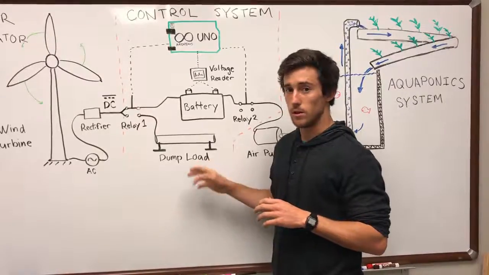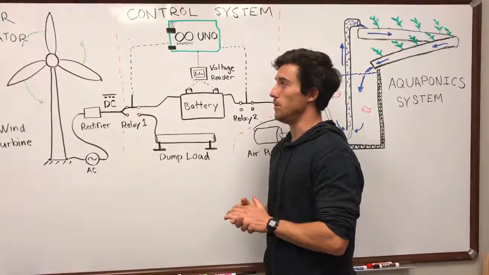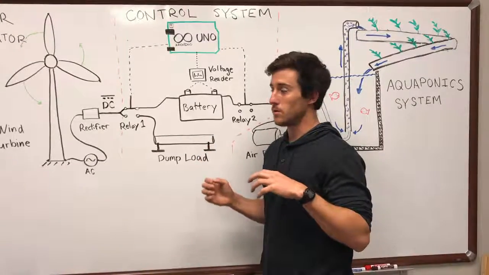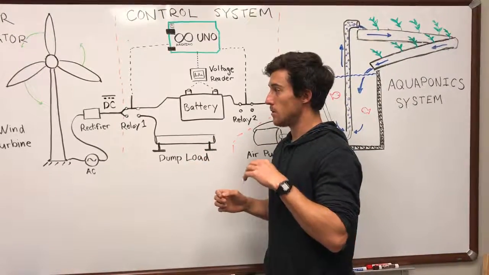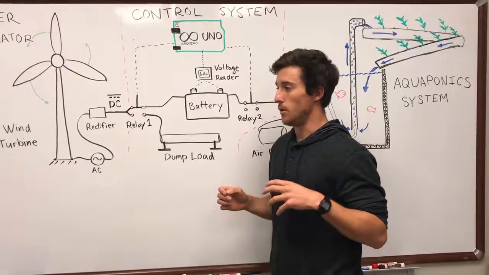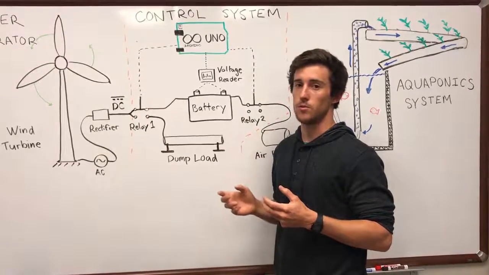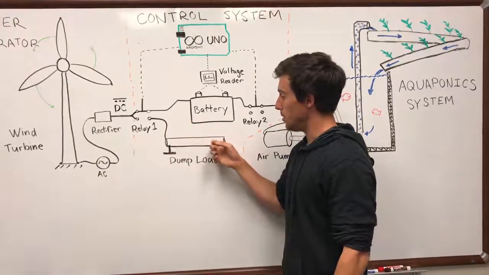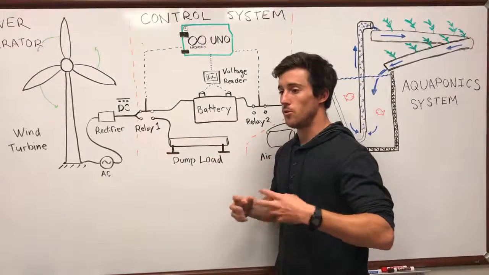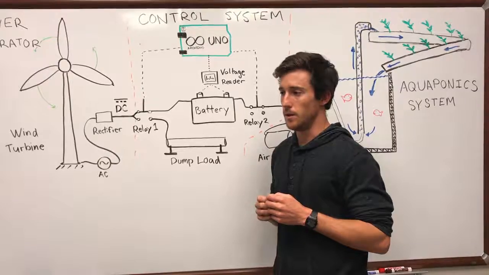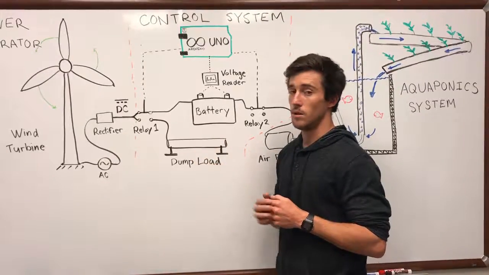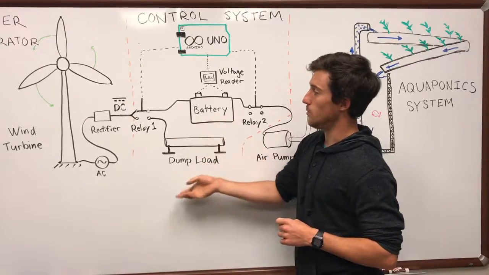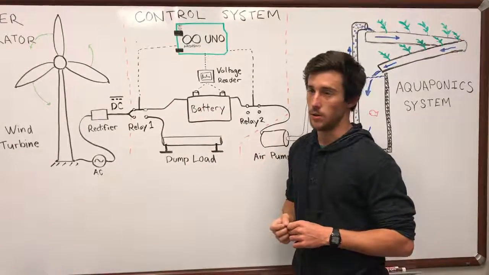The reason it runs to the dump load is because this is our second component we need to protect. If the turbine, or any type of generator, such as a turbine, is spinning and it's not going to charge something, you can damage the turbine. So we have it running to a dump load, which is just taking that energy, producing some heat, but it prevents us from damaging the wind turbine. Let's say the battery is getting low, the relay will switch back and we resume charging the battery.